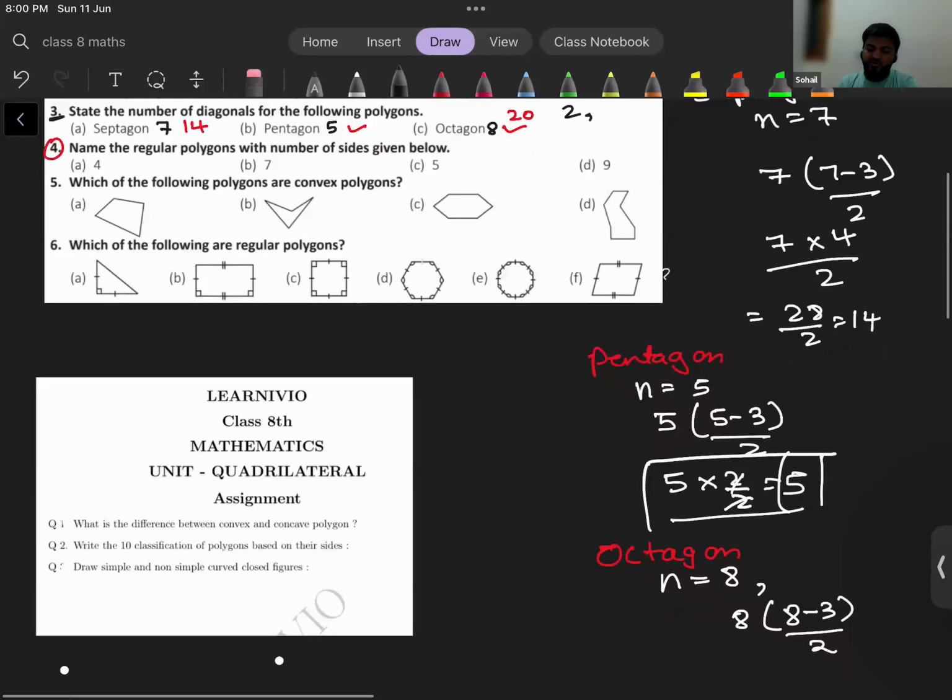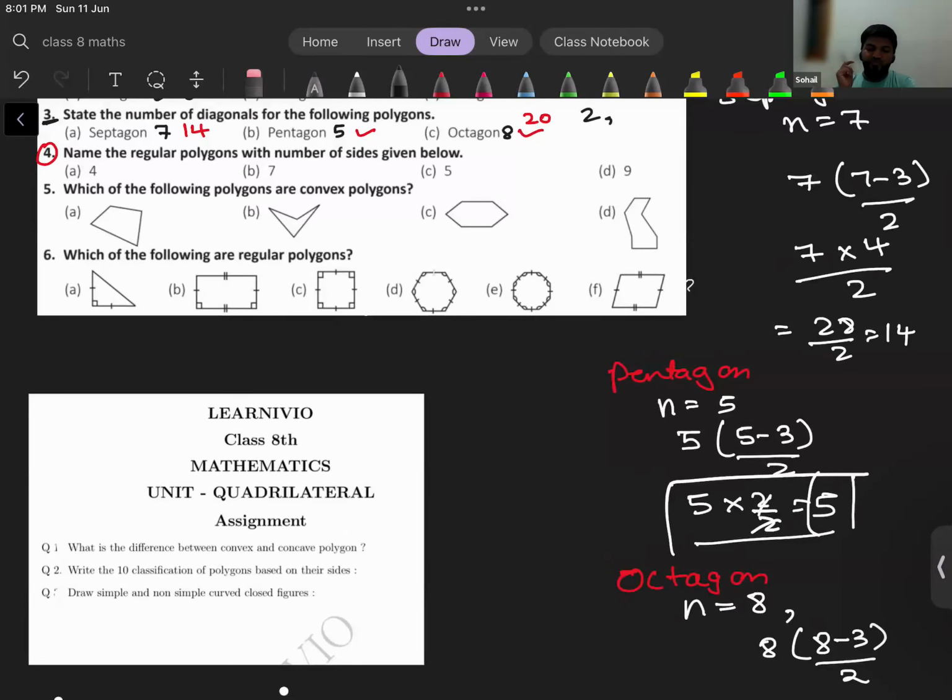Remember we talked about concave and convex polygons, right guys? So which of these is a convex polygon? A, that is correct. And B, C, that is a concave polygon.